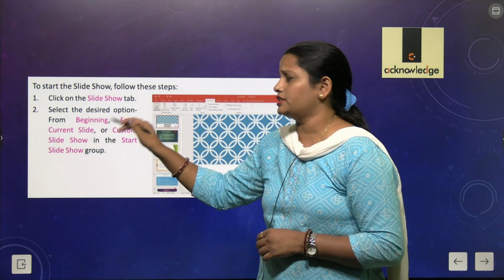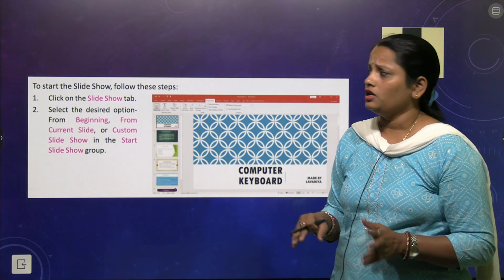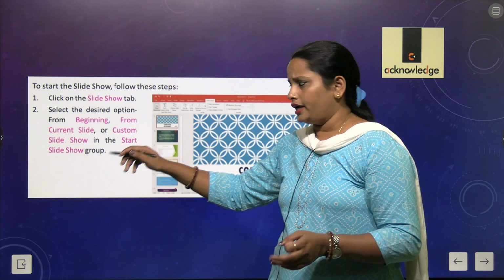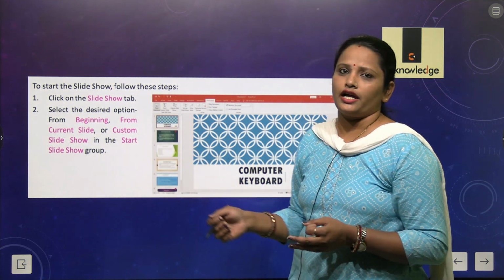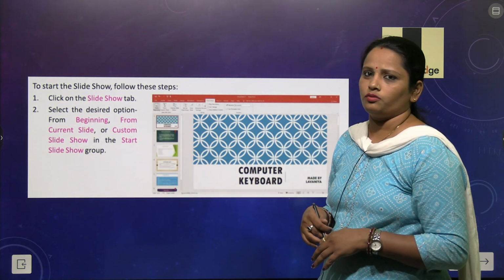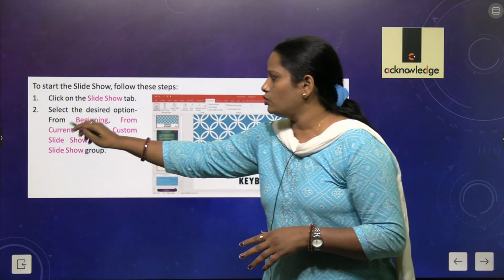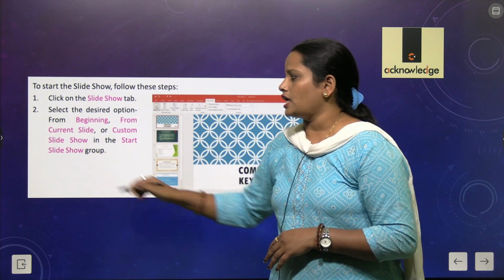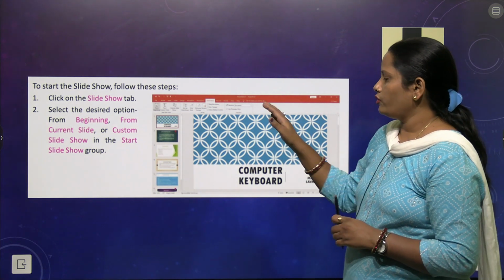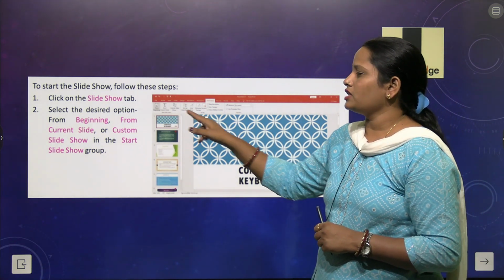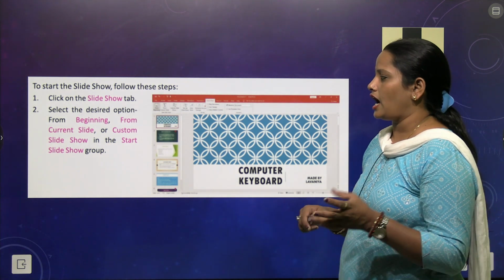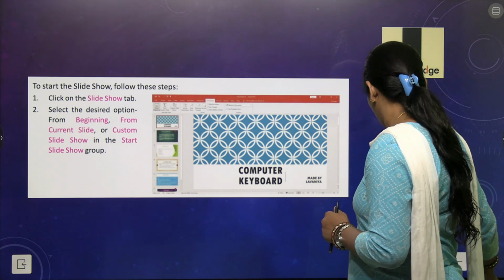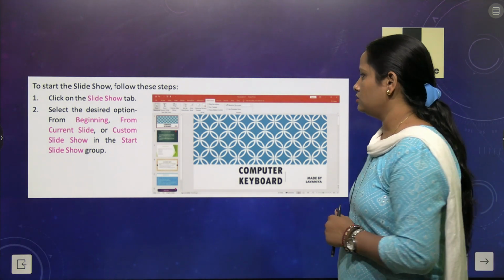Next we have to select the desired option, whatever option we want from all these: from the beginning, from current slide, custom slide, or start slideshow group. We can do all these three from the start slideshow group. So from there we can choose any of the three options and the PPT will act accordingly. So this is the PPT given here.